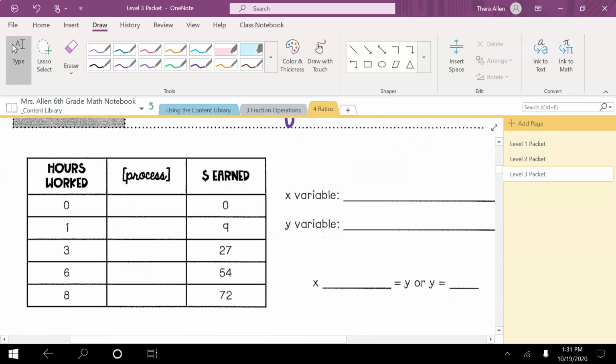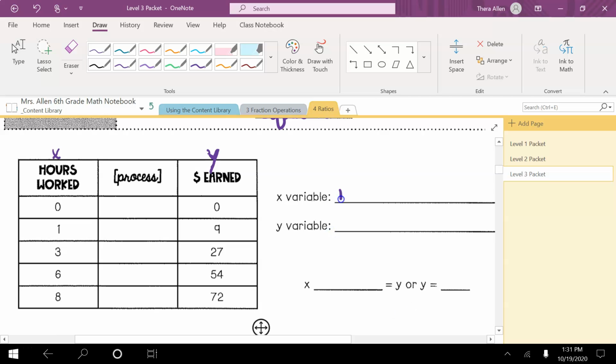Let's look at this example right here. First of all, it's x and y variables. This is our x variable, and this is our y variable. Our x variable is going to be the number of hours worked, and our y variable is the money earned. Obviously in any job, if you work 0 hours, you make $0.